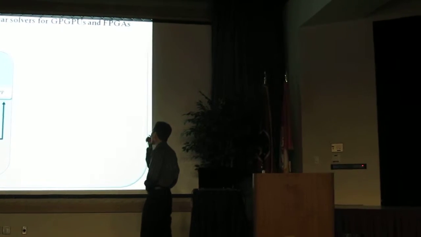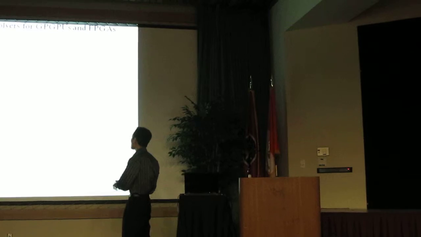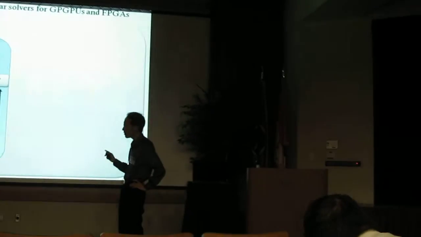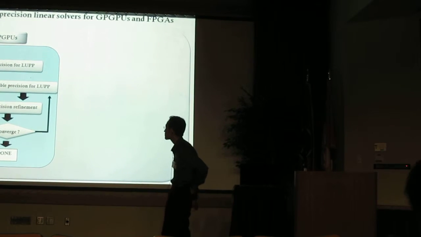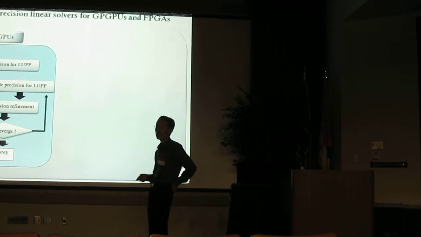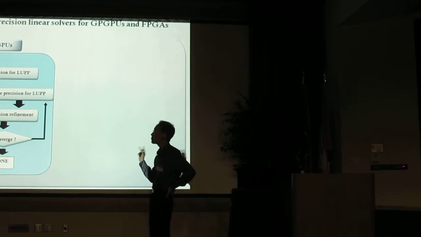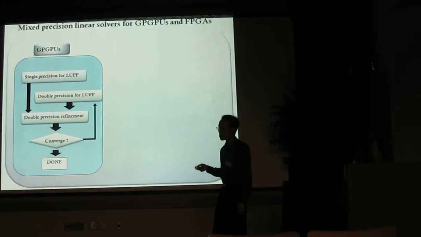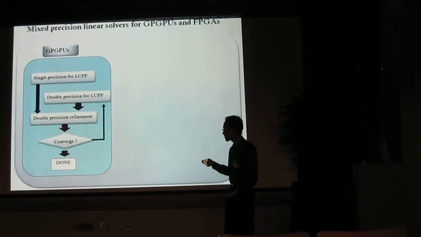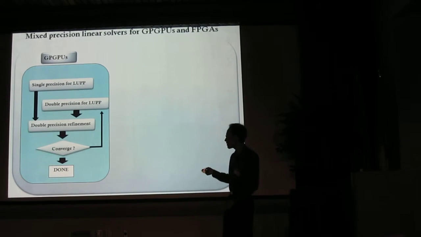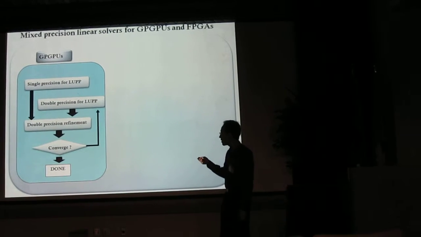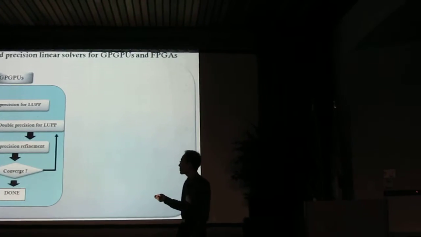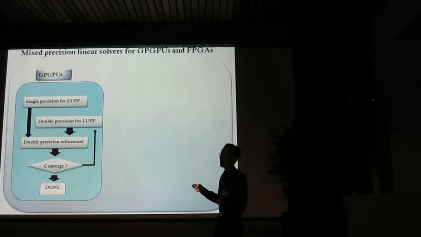So in this slide, I want to compare the mixed precision linear solver implementation in GPGPUs and FPGAs. In GPGPUs, we can just employ single or double precision. Normally, single precision is employed for matrix decomposition, and double precision is employed for refining solutions. If it works, then the process is done. If it does not work, then we have to employ double precision again to obtain the triangular matrix factors again, because it has a large condition number.